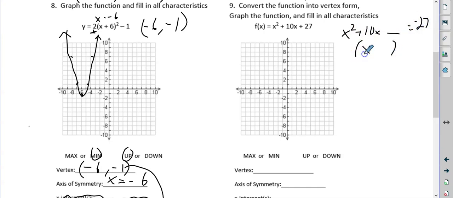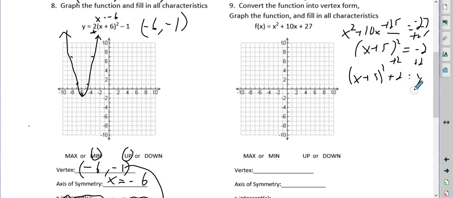We take half of the 10, which is positive 5, and we're going to square it, which is 25. We do that to both sides. That gives me negative 2. Move that back over by addition, and that gives me x plus 5 squared plus 2 equals y. And remember, this really means minus negative 5, so my vertex is at negative 5, comma 2, which we kind of saw from looking at the calculator. My axis of symmetry we know is x equals negative 5.